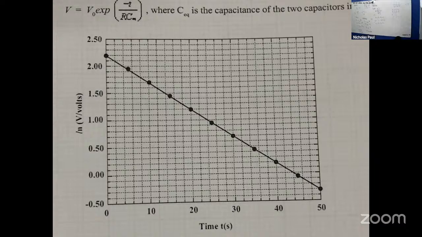Go ahead now. Find the gradient, please, and let's find RC. I put tau by mistake, sorry. I think I didn't write tau as RC last week.